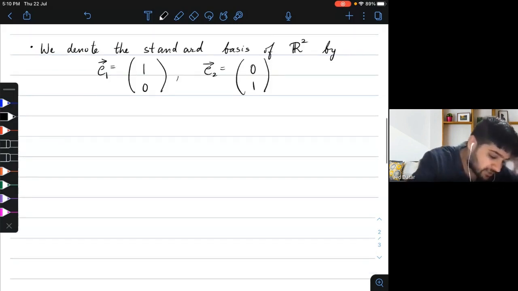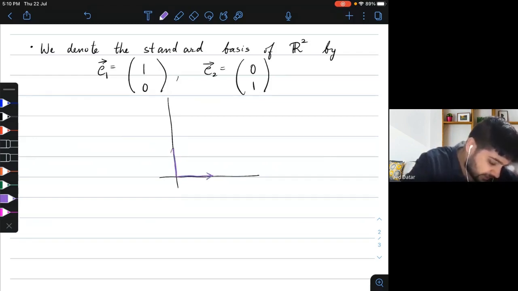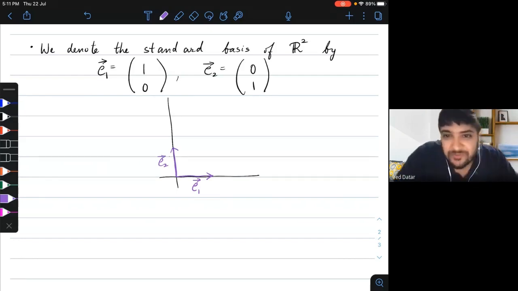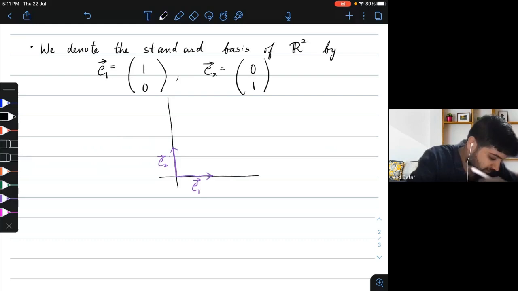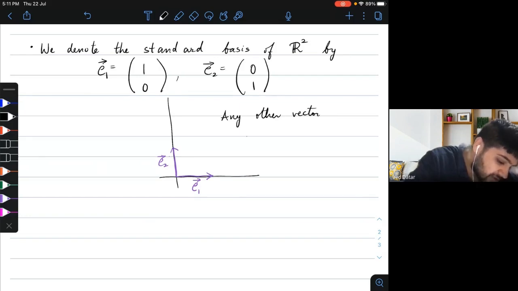In the picture, your E1 vector is this vector, and your E2 vector is this vector. So this is E1 and this is E2. That gives you a basis for R2. So any other vector H can be expressed as H1 E1 plus H2 E2.